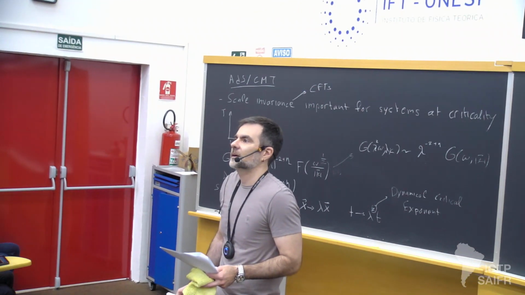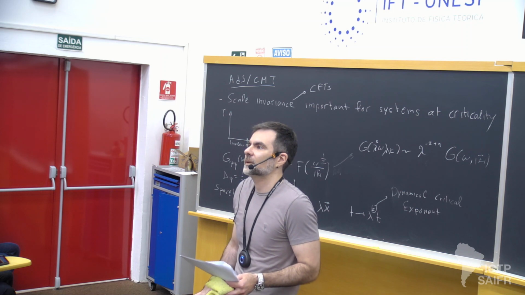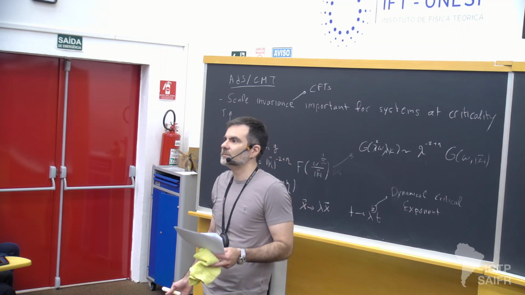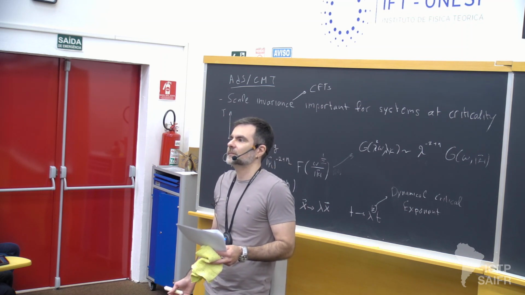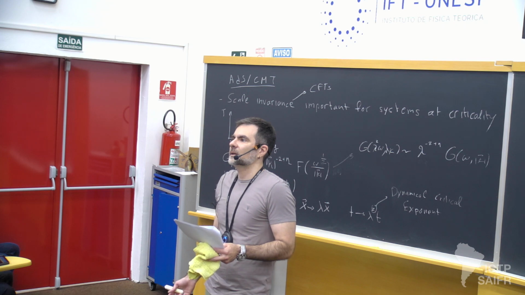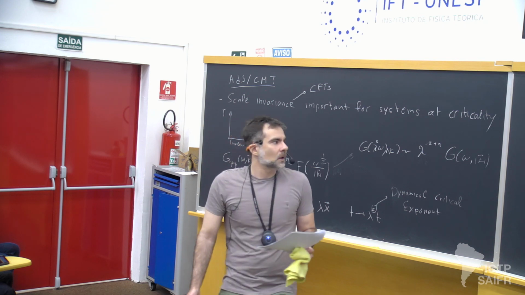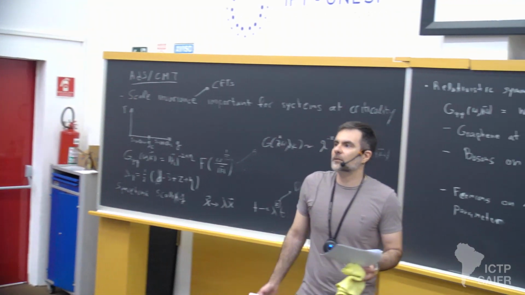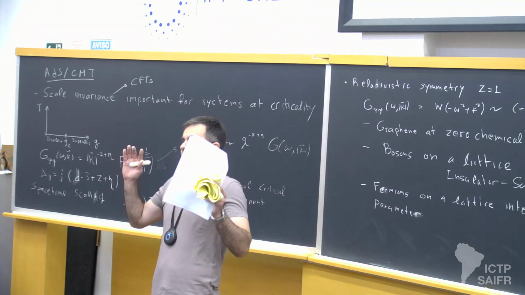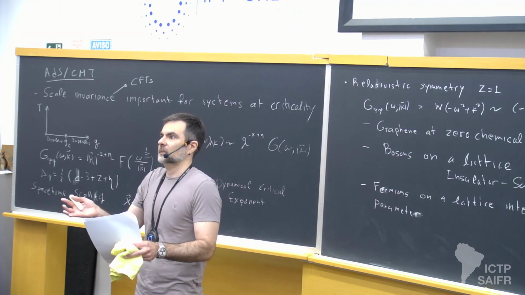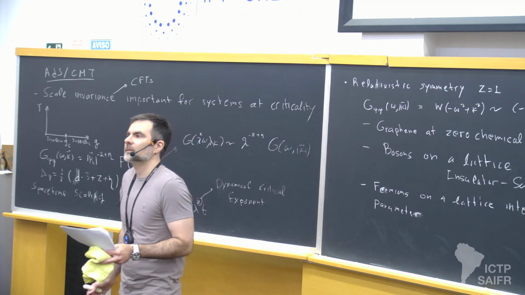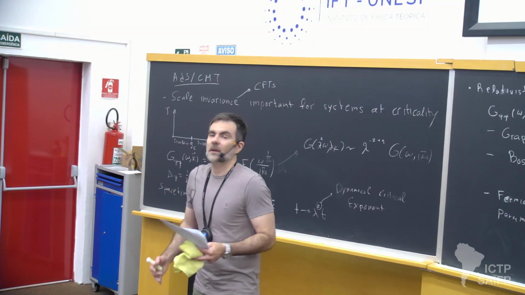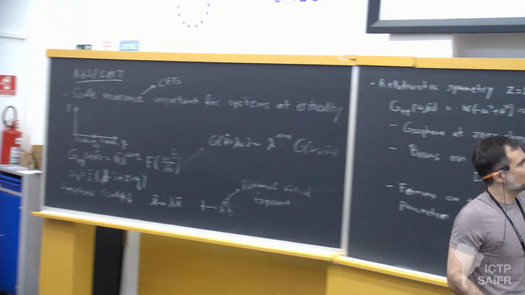Yes? Okay, so you gave a list of examples of systems which have z equals 1, z equals 2. Is there any way I can see directly that the symmetry should be enhanced for the systems on the left? Or is that just an observation that you make? Well, there are effective theories that you can write down, and they have relativistic symmetry built in. So for instance, graphene at zero chemical potential.